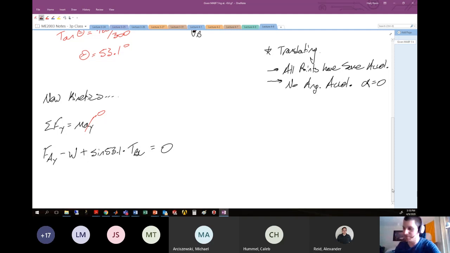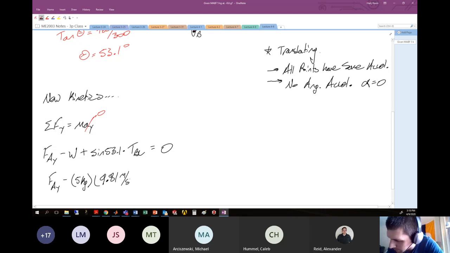All right, so let's put in some numbers. Force at A in the Y direction minus the weight. We're told this is 5 kilograms. So here this is 5 kilograms multiplied by 9.81 meters per second squared. Plus, if you do sine 53.1 on your calculator, you'll get 4/5. Again, remember this is like a 3, 4, 5 triangle. So the contribution in the Y direction is 4/5 of the contribution of the tension. That is 0.8 times T_BC equal to 0.